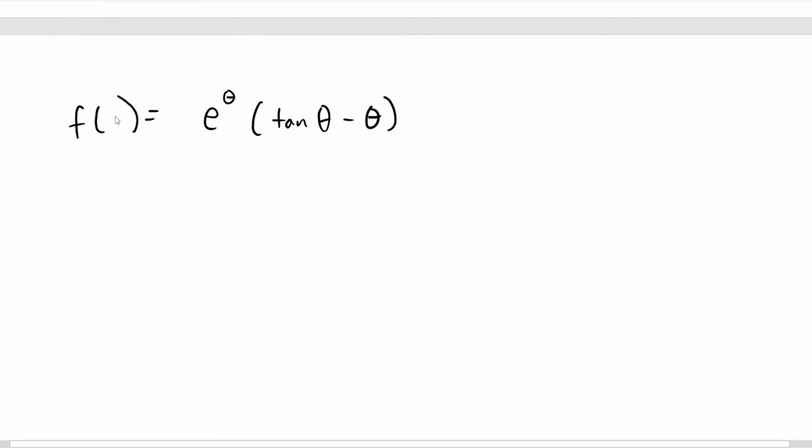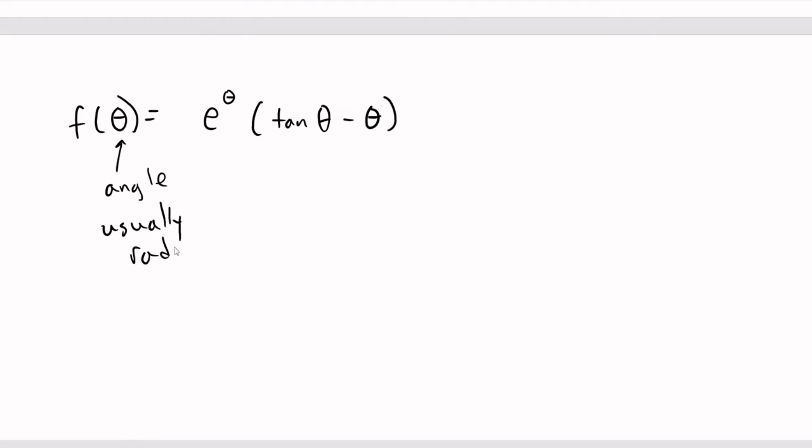Let's let f of x equal, and then let's do one where we have to do the product rule. e to the theta tan theta minus theta. So then this should be f of theta. This is a very common variable to see here when you have trig functions. This is telling you that you're going to be dealing with angles. And in our class, we are almost always in radians. All right? You go to physics, maybe you're dealing with, or engineering, and maybe you're dealing with degrees, but we're going to be dealing in radians.